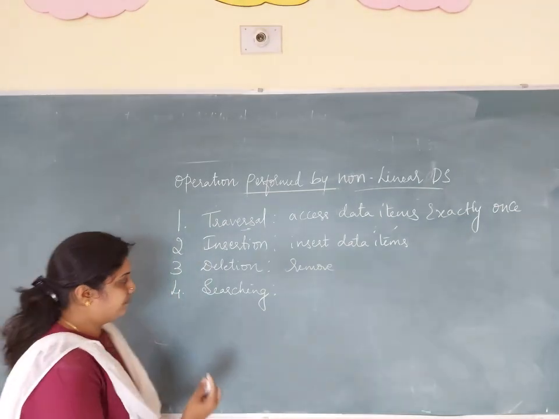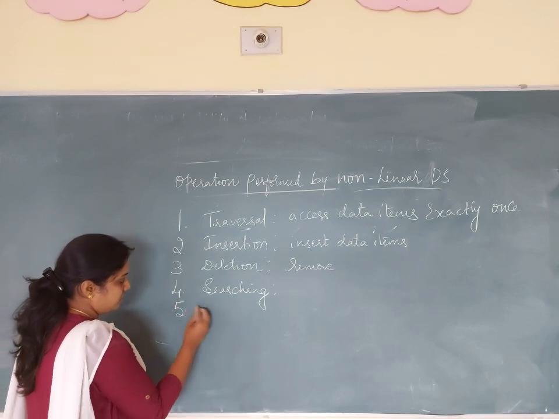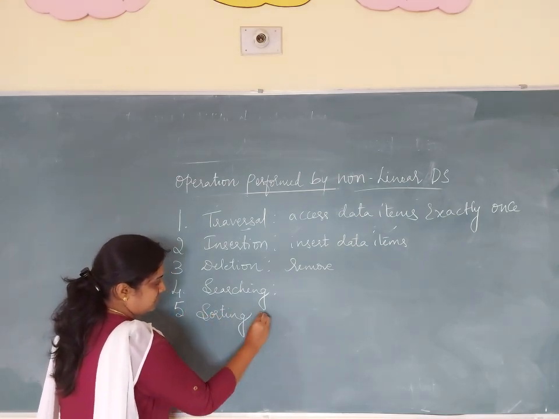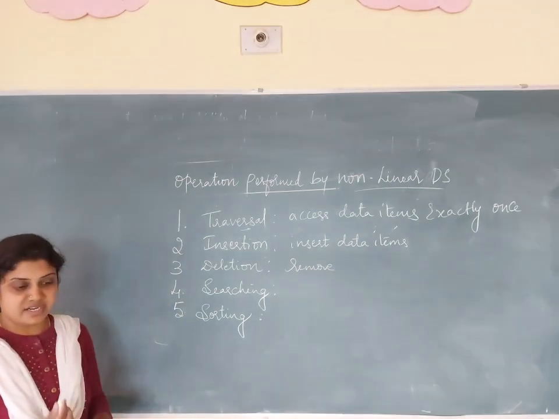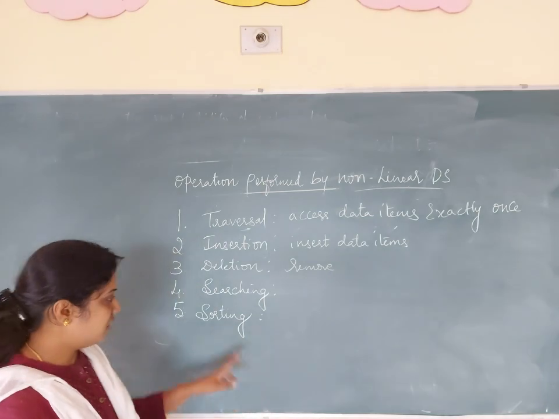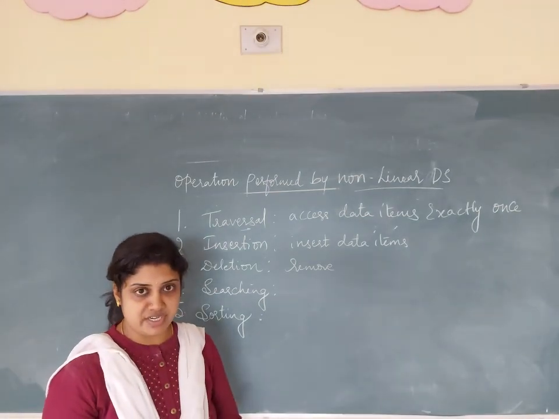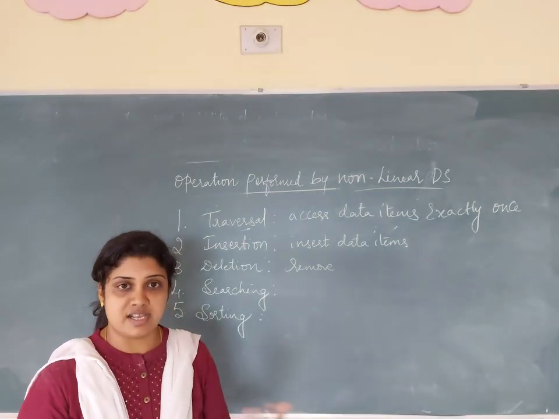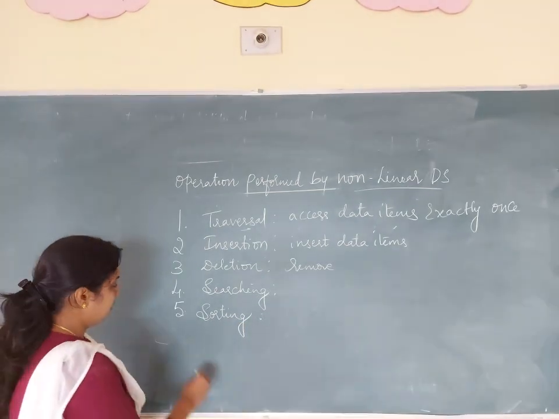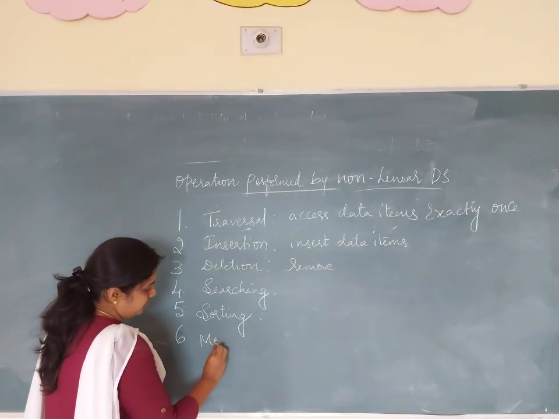Next, the fifth one, sorting. Sorting means arranging the elements in ascending or descending order. And the sixth one is merging.